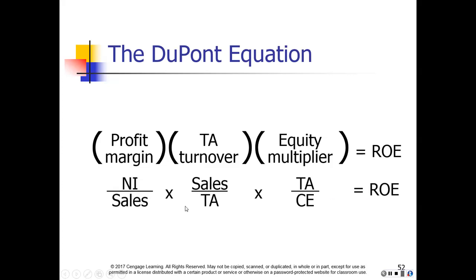And of course, if we do this multiplication, here we have total assets in the denominator and the numerator that cancel out. We have sales in the denominator and numerator that cancel out. We're left with net income over common equity, and that's the definition of ROE. But the DuPont equation takes the ROE and breaks it down into its components, which point towards sources of value, right?